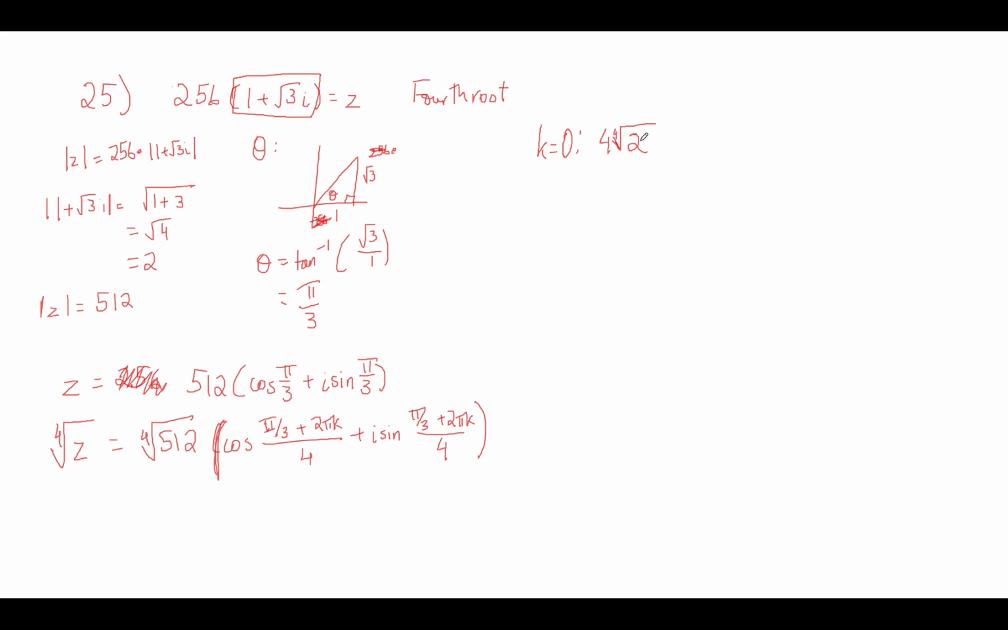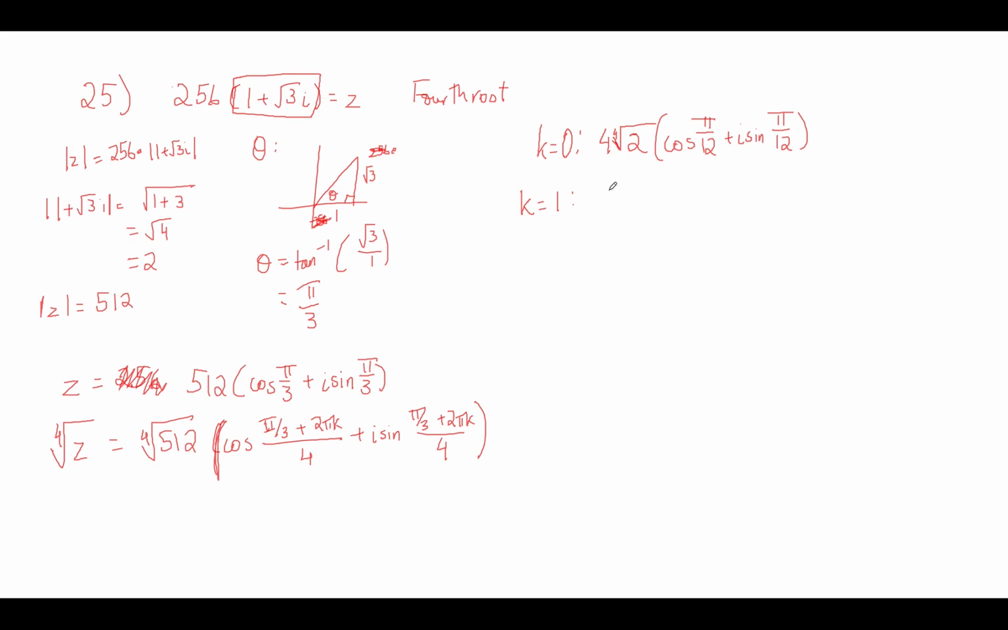So this would be 4 times the fourth root of 2 times cosine. K is 0, which would just be pi over 3 divided by 4, so pi over 12, plus i sine pi over 12. This isn't a unit circle angle, so I'm just going to leave it like this.